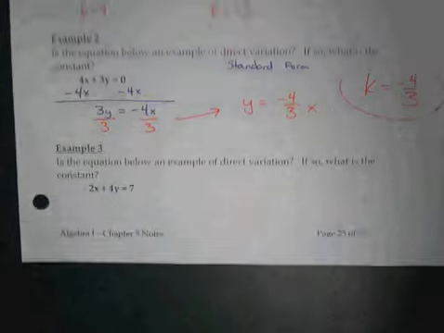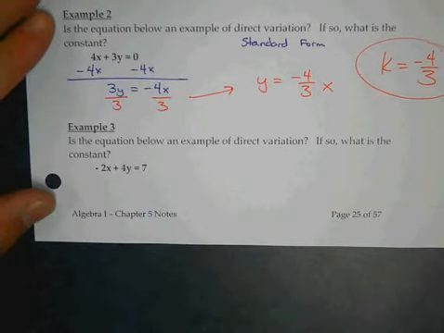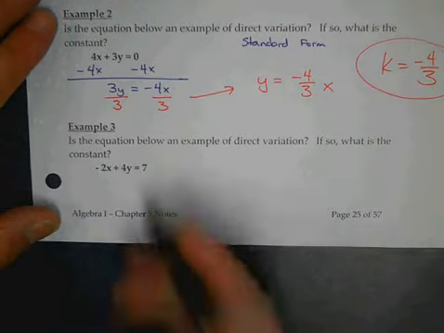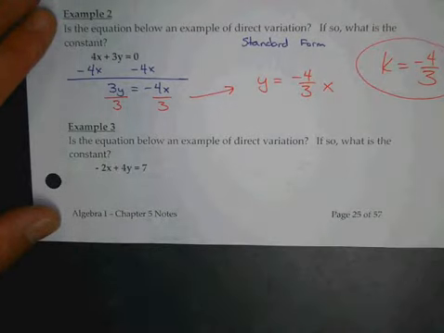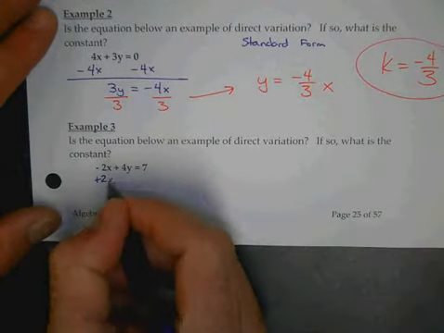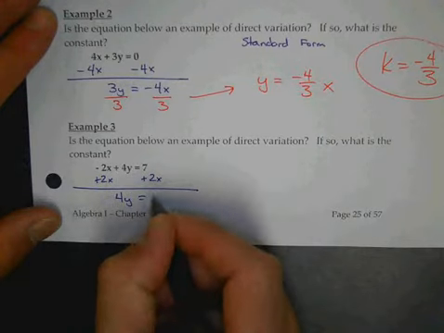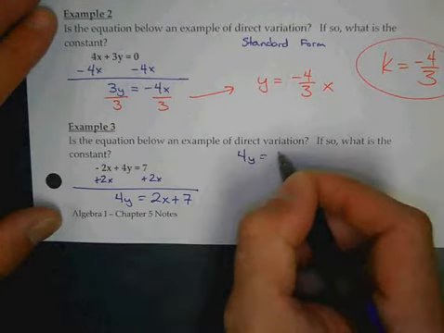Same thing. Is the equation an example of direct variation? So let's do the same process. How do I get the 4y by itself? Justin, start me off. How do I get rid of this negative 2x? Okay, so add 2x to both sides. 4y equals 2x plus 7. So I'll translate that up to here.